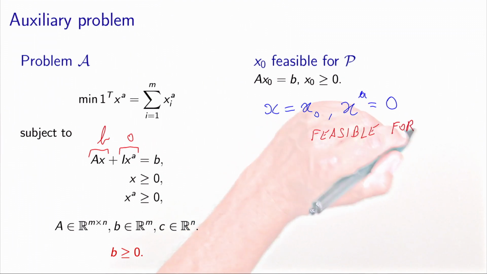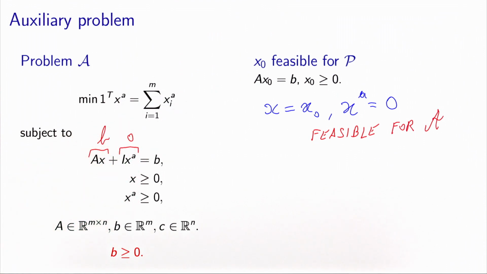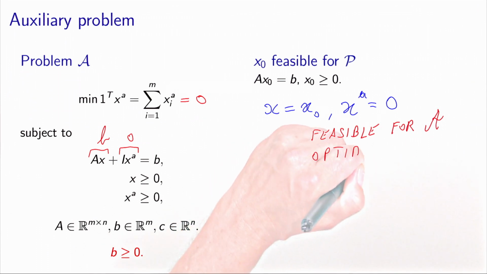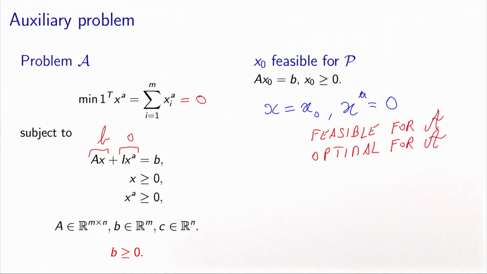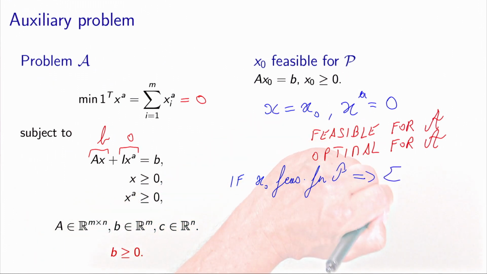So x equals x0 and xa equals 0 is feasible for A. But look at the objective function of problem A. It's the sum of the values of the auxiliary variables. Here we have found a feasible solution such that the sum of the values of the auxiliary variables, therefore the objective function, is equal to 0. And because all the auxiliary variables must be non-negative, there is no way to do better than that. So it means that this solution is actually optimal. In summary, for each x0 which is feasible for P, we can create an optimal solution for the auxiliary problem by setting all the auxiliary variables to 0.